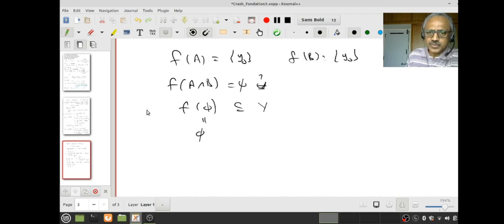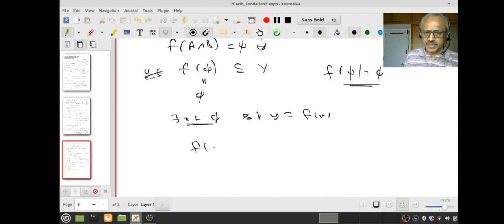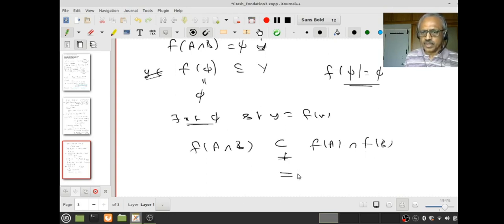Why? Because the moment you say there is a y here, what is the definition? That means there exists x in the empty set, so that y equals f of x. But there is no such x because it is the empty set. Therefore, there is no y which can be a member of f of the empty set. Therefore, the image of the empty set is the empty set. You follow that? And from that we conclude f of A intersection B can be a proper subset of f of A intersection f of B. In particular, equality may not hold.